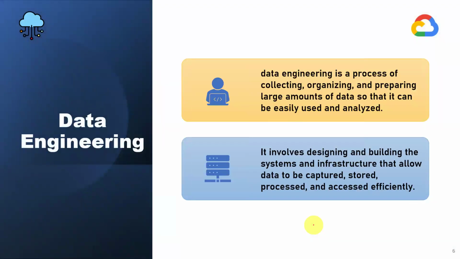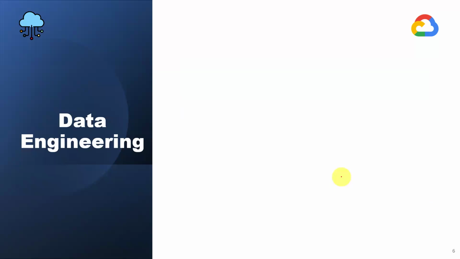In a definition, data engineering is a process of collecting the data, organizing the data, and preparing large amounts of data so that it can be used for analysis purposes. It involves designing and building the systems and infrastructure that allow data to be captured, stored, processed, and analyzed. That's what I have told you, right?